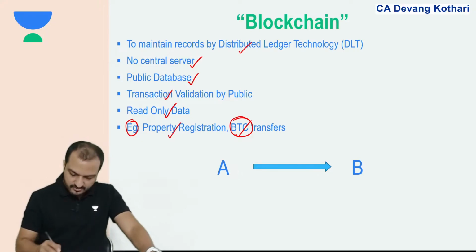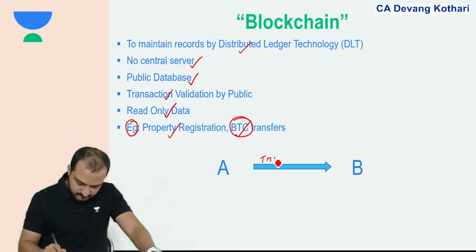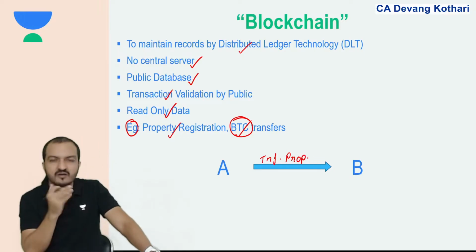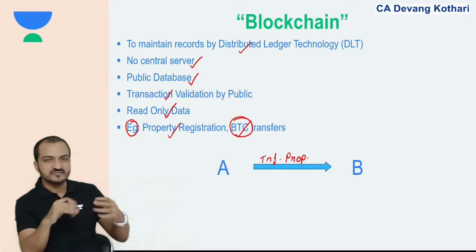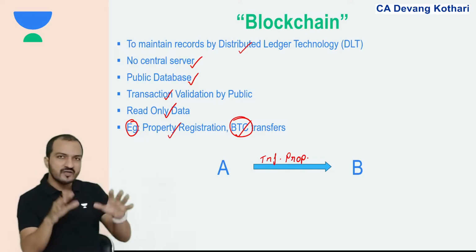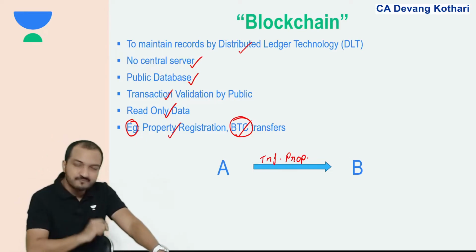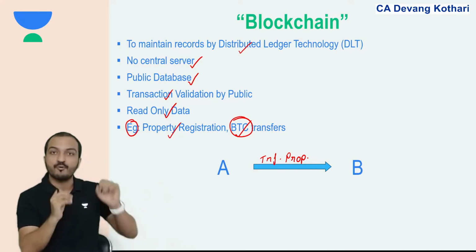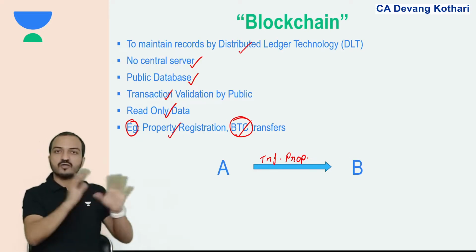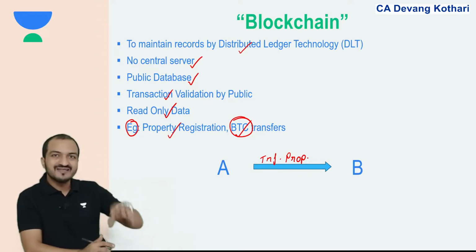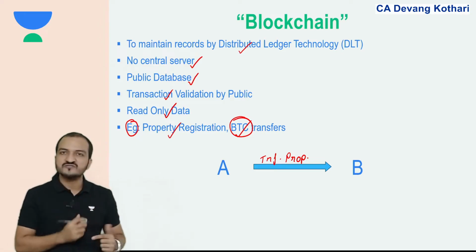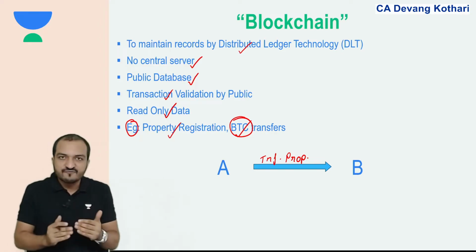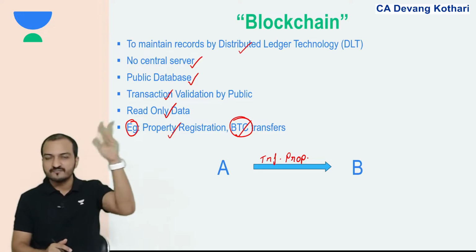Say Mr. A transfers property to Mr. B. Now normally in India, whenever property is transferred, building, house, or office transferred from one person to another person, there is a property registrar who maintains all the records of property transfers, right? The property registrar maintains records of all the property transfers. So when Mr. A transfers his property to Mr. B, this transfer is recorded in the register of the properties.